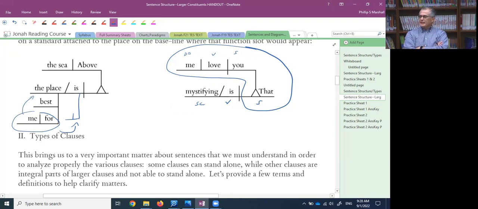Let me try to think of another example where maybe it's a little bit clearer. I could say something like, "Herod was crazy with jealousy." All right, so how would I diagram that?